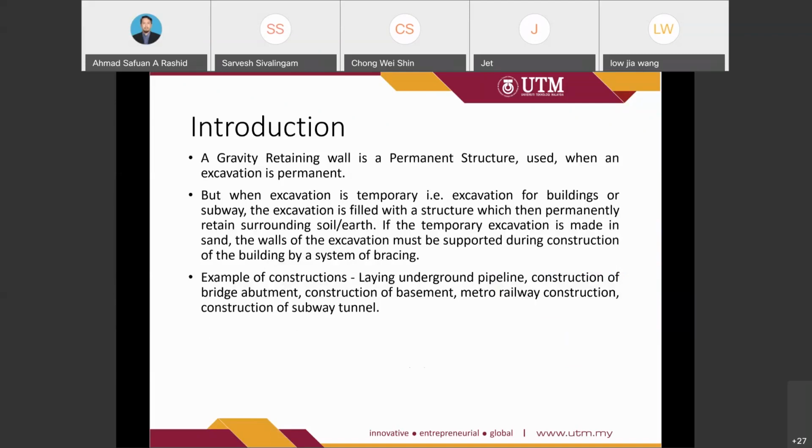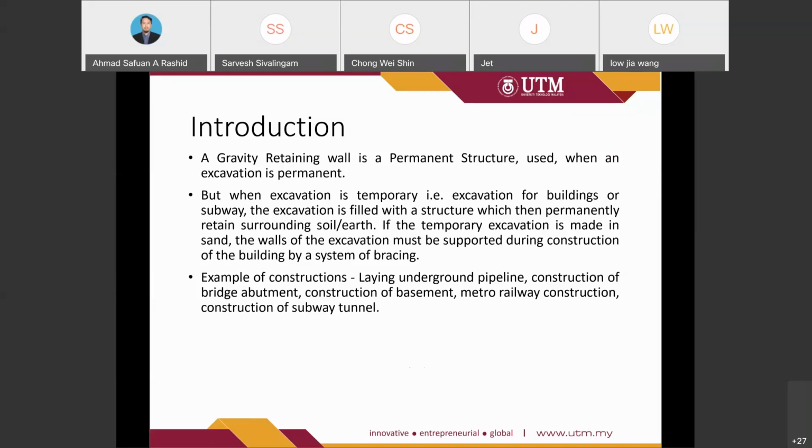But when an excavation is temporary, such as excavation for building a subway, the excavation is filled with a structure which then permanently retains the surrounding soil. If the temporary excavation is made in sand, the wall of the excavation must be supported during construction of the building by using a system of bracing. Examples of such construction are laying underground pipelines, construction of bridge abutments, construction of basements, metro railways, and subway tunnels.